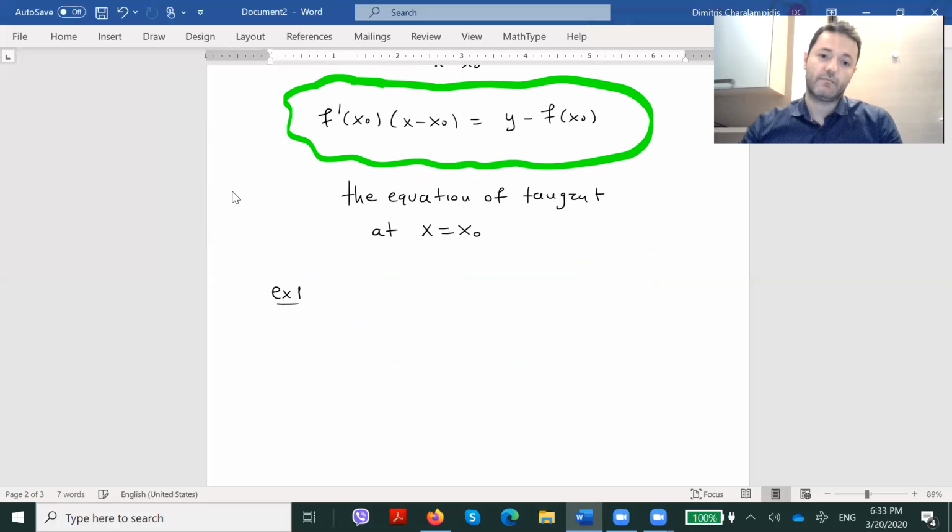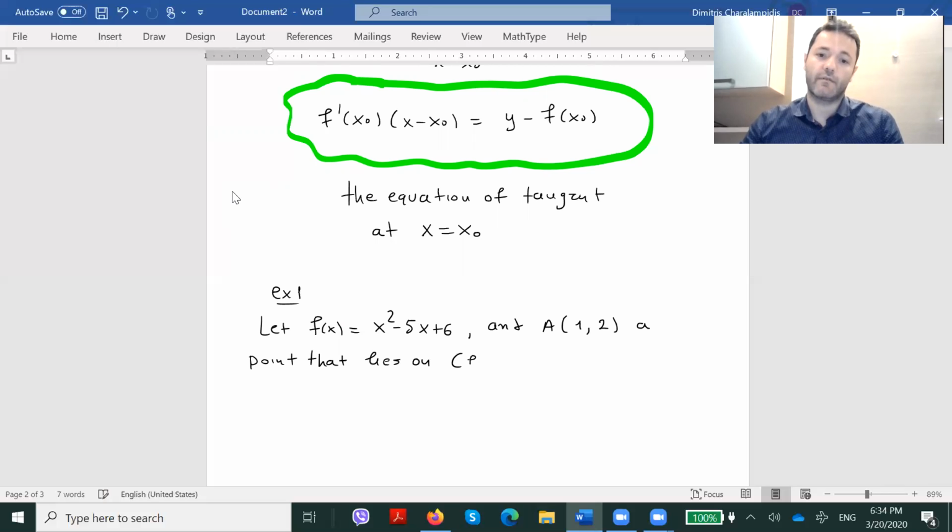Example 1. Let f of x equals x squared minus 5x plus 6 and A with coordinates 1, 2, a point that lies on the graph of f. Find the equation of tangent line at A.